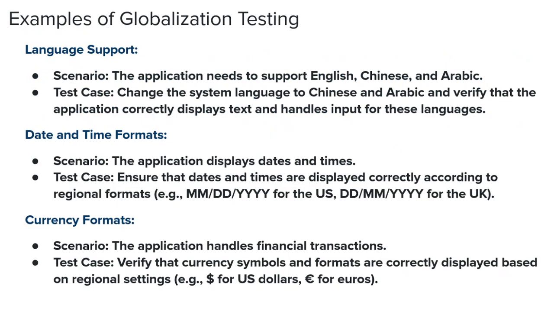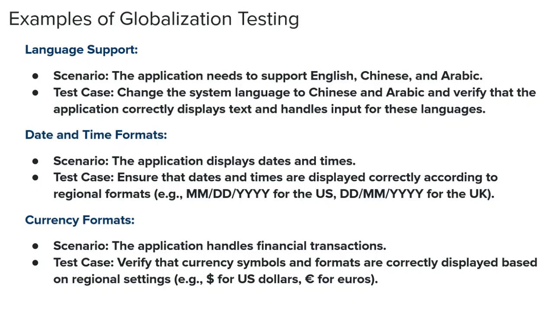Some examples of globalization testing. Now let's see some examples and the pointers we have to remember while doing globalization testing on our product. Language support. Let's take a scenario where one application needs to support English, Chinese and Arabic languages. What will we test? After changing the system language to Chinese and Arabic, we have to verify that the application correctly displays the text and handles inputs for those languages. If you change the system language to Chinese, then your application language should also change to Chinese. It should handle the Chinese inputs and show the Chinese outputs on the website as well. That we have to verify for language support in a globalized product.